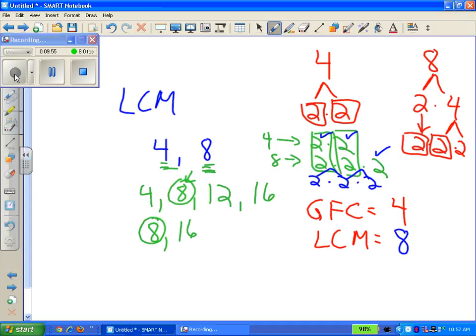So even though you use prime factorization to find the greatest common factor and the least common multiple, when you actually do the final task in figuring these out, it's never ever going to be the same answer.